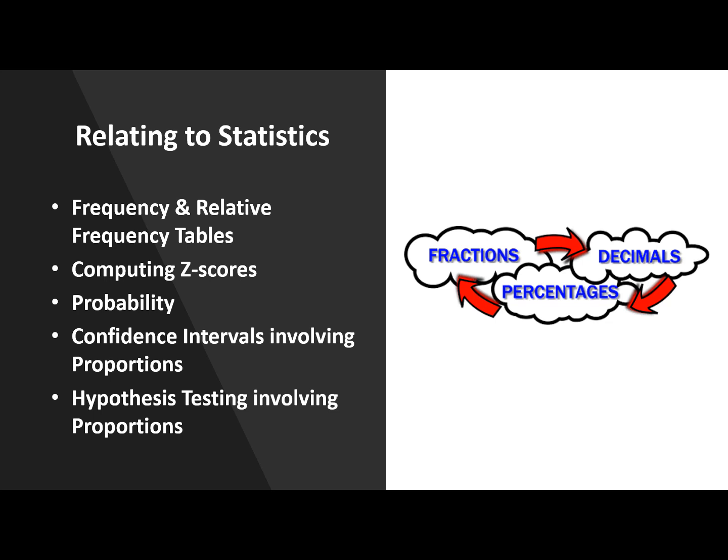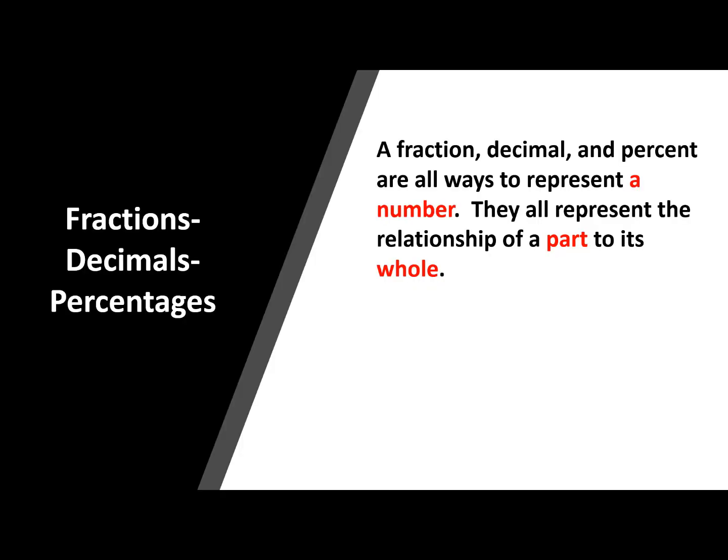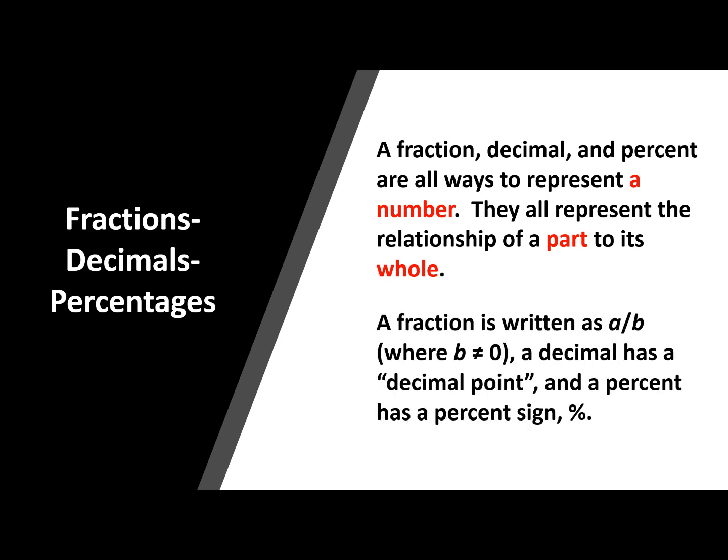So let's begin. A fraction, decimal, and a percent are all ways to represent a number. They all represent the relationship of a part to its whole. A fraction is written as a over b, where a and b are numbers, but b is not equal to 0. A decimal has a decimal point, and a percent has a percent sign.